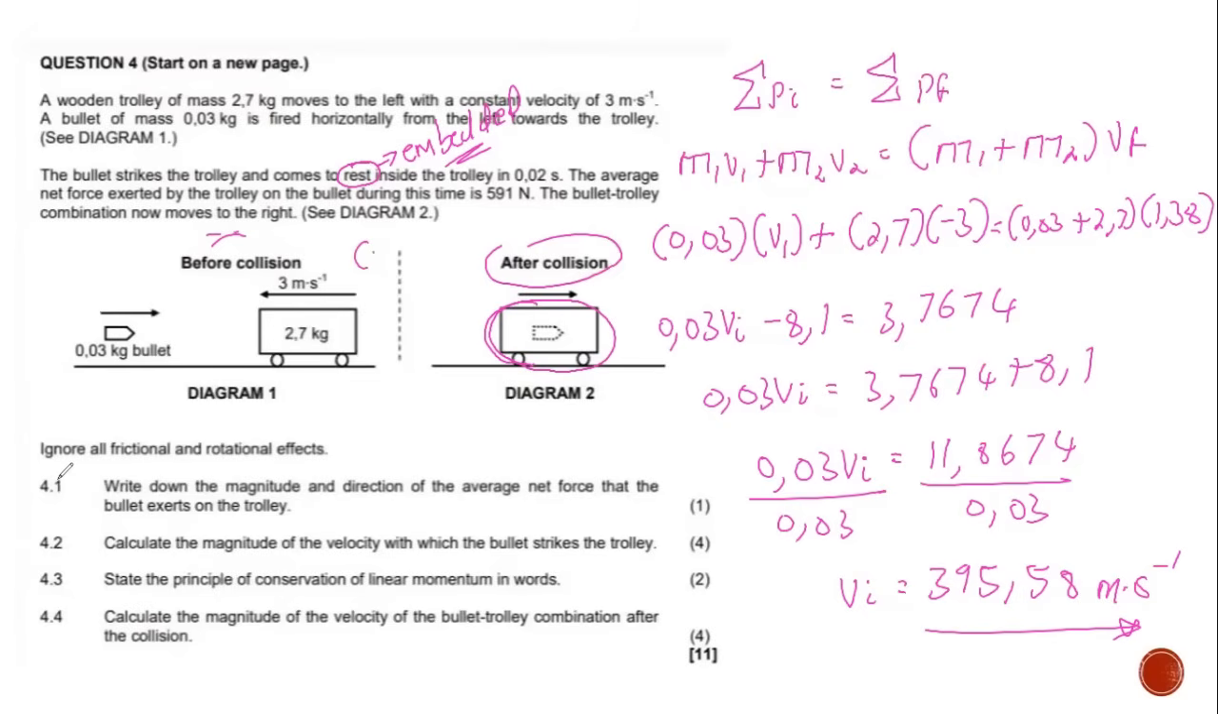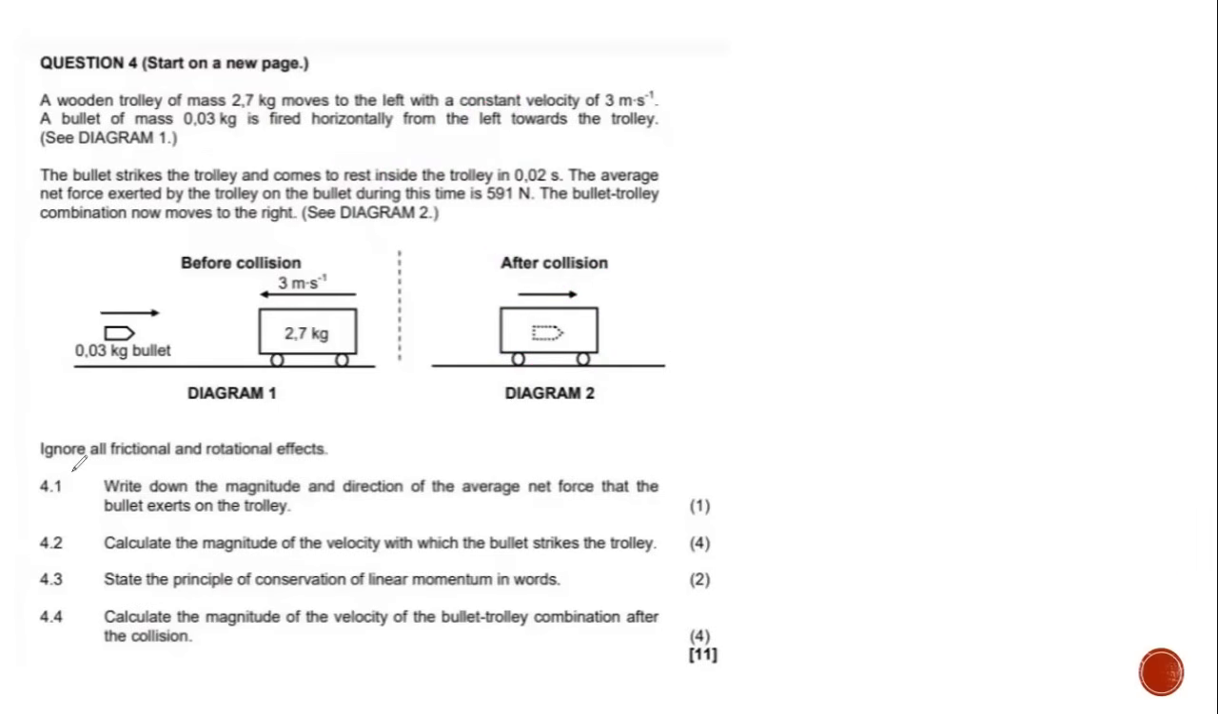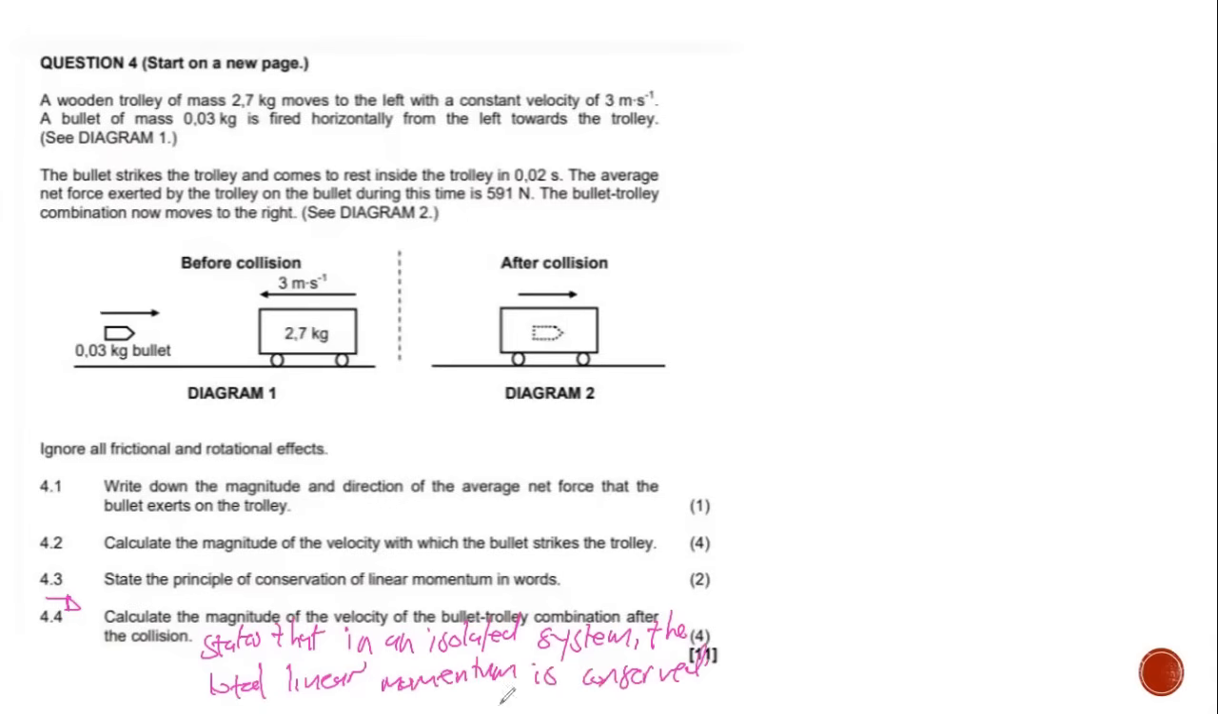Right. Then 4.3, we have the definition. We are used to having the definition as our first question. This time around, they just decided to change the structure. So the principle of conservation of linear momentum, we say it states that in an isolated system, the total linear momentum is conserved, right? Or you can say it remains constant.